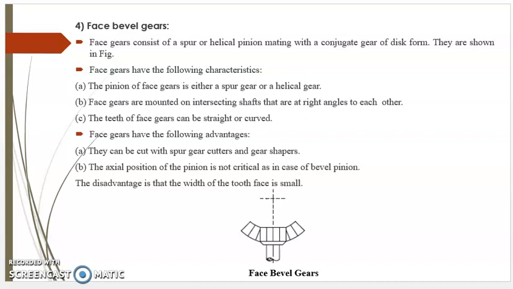Face gears have the following advantages. First, they can be cut with spur gear cutters and gear shapers. Second, the axial position of the pinion is not critical as in case of bevel pinion. The disadvantage is that the width of the tooth face is small.